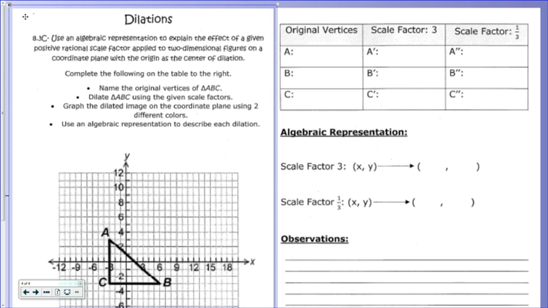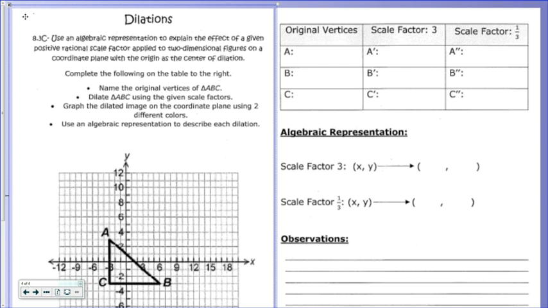So basically, all you're going to be able to do is take an original image on a coordinate plane and dilate it. You're going to be able to make it smaller or larger using a given scale factor. Okay, so we are going to complete the following on the table to the right.